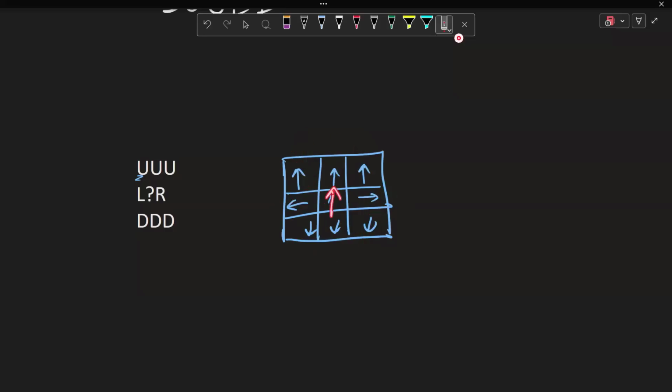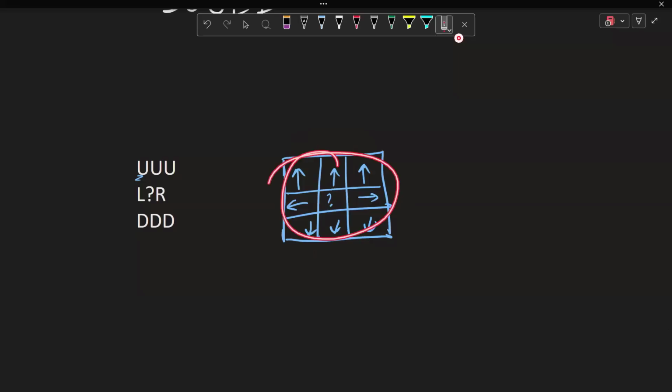Let's say you replace it with an up arrow, then you would go here and get freed. If you replace with a right arrow, go here, get freed. Down arrow also, go here and get freed. Left also, go here and get freed. So whatever you replace this question mark with, if you start from here, you get freed.